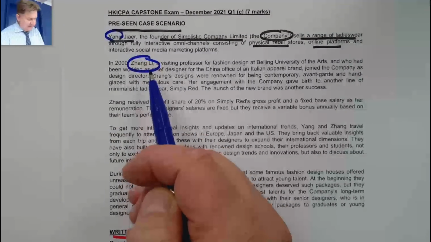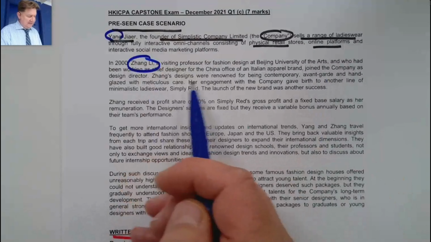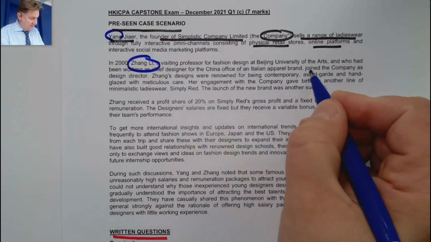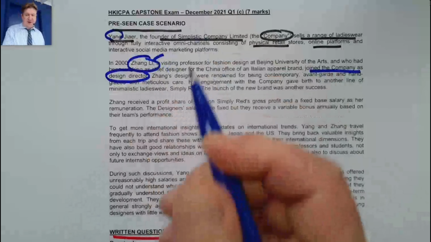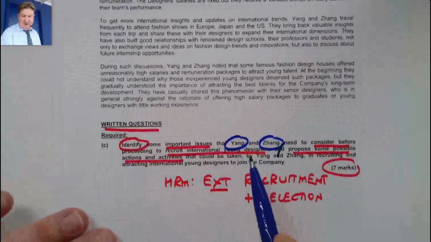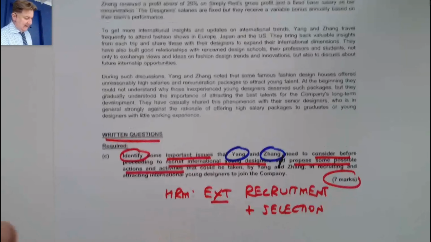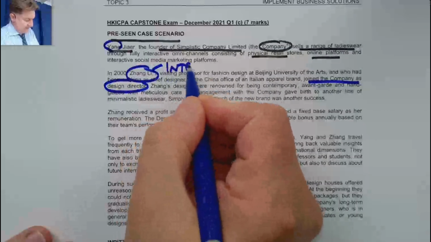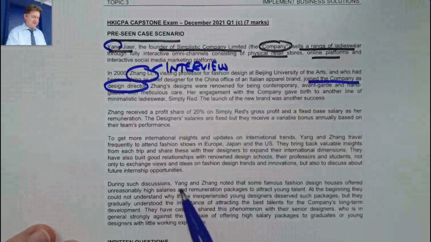Zhang. It says a visiting professor for the fashion design at Beijing who had been working as a chief designer, this is in the China office, joined the company as design director. So straight away, if we've got design directors and who we're wanting to recruit, we want to recruit international young designers. Definitely Zhang here is somebody who we should be including at the interview stage.